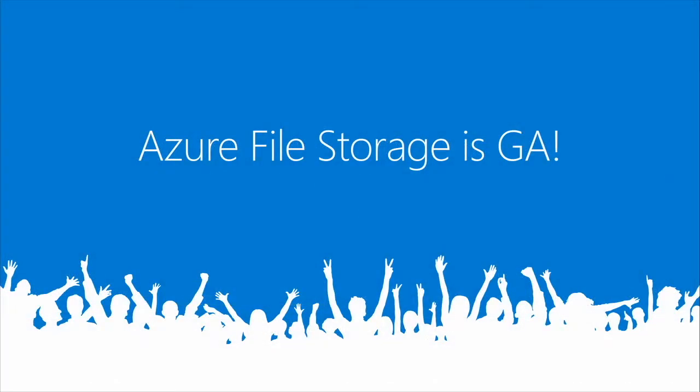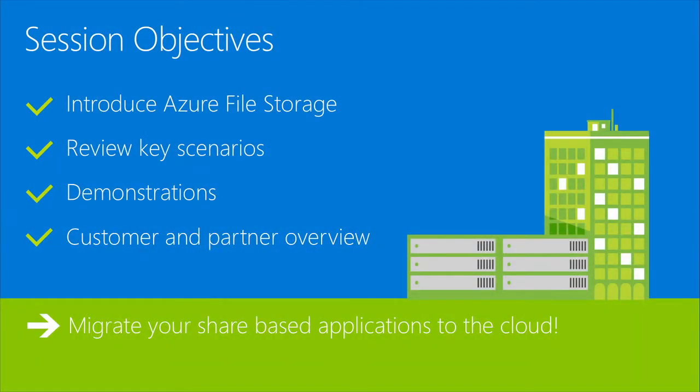We're extremely excited to announce that as of today, file storage is GA, meaning you can build your production applications on top of file storage with full confidence. In today's presentation, we're going to provide an overview of file storage. We're also going to walk through some key scenarios. We're going to demonstrate some of the new capabilities that are in this general availability release. Plus, we're going to walk through some examples of how customers and partners are using file storage. Our goal is to get you excited about file storage such that you can migrate your share-based applications to the cloud.